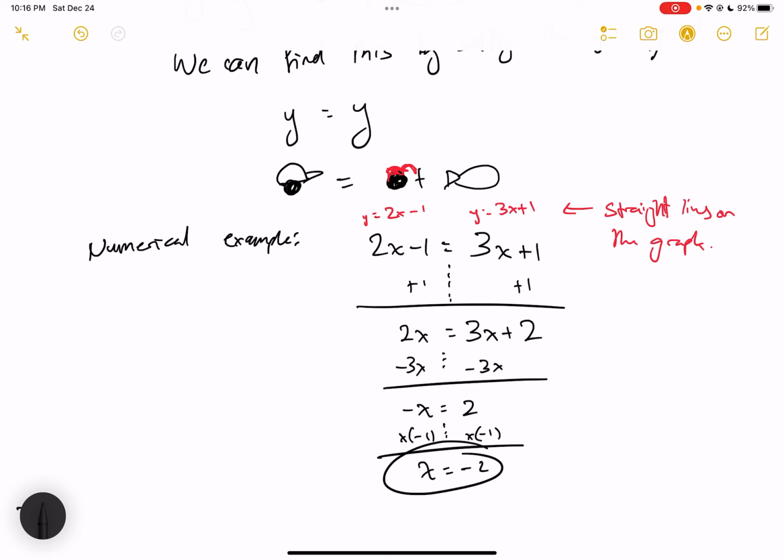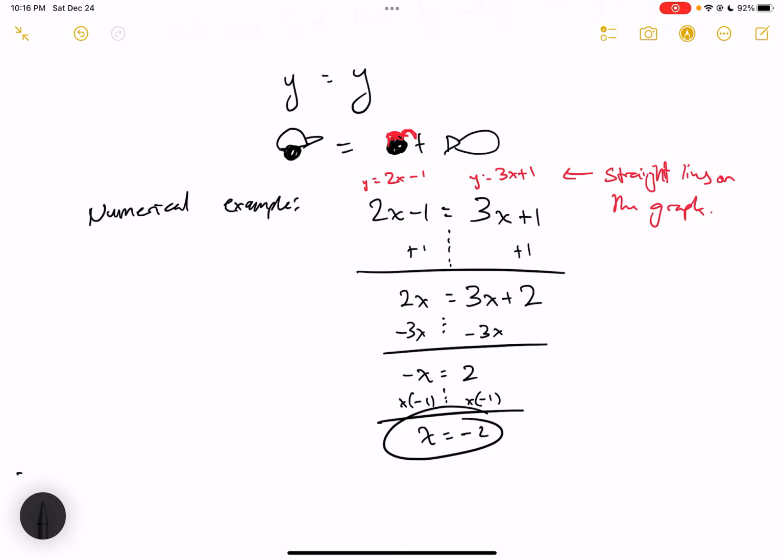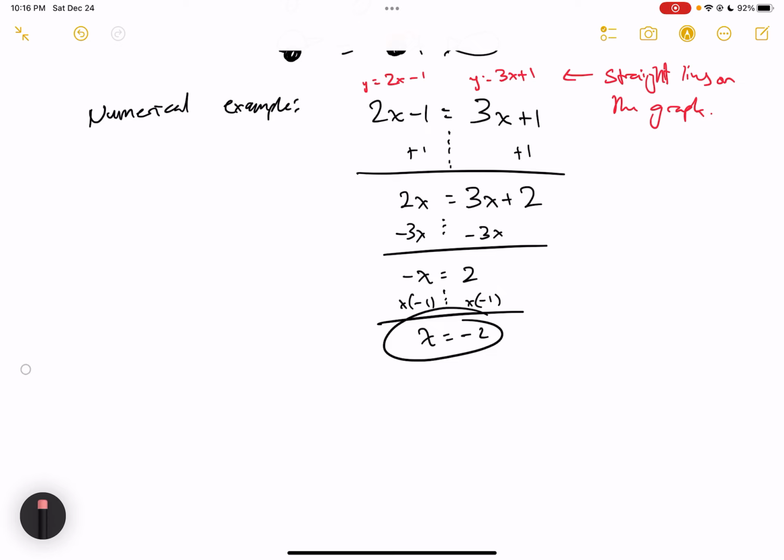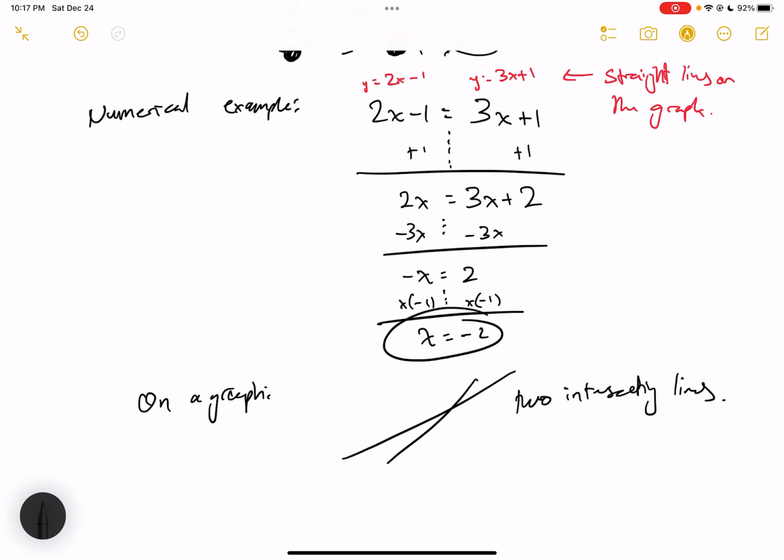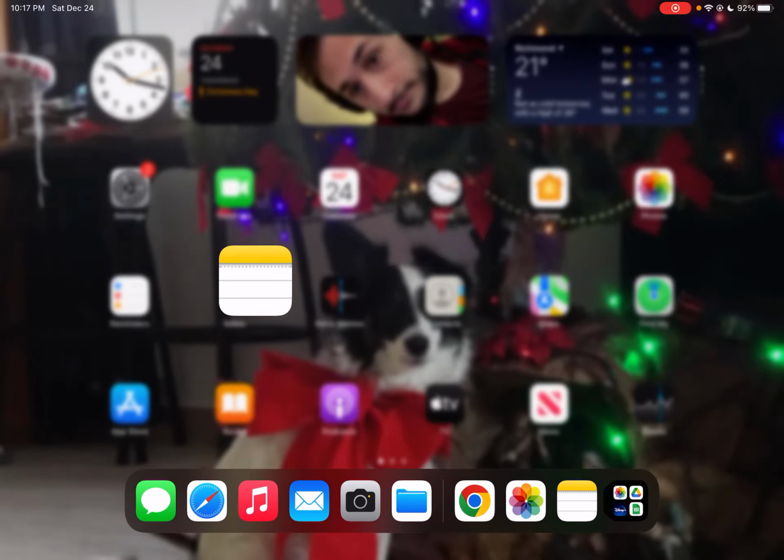So far, I haven't done anything brand new. If there's anything that you feel a little bit lost about, I'll leave a link to the playlist for linear equations and solving linear equations in the description of this video. But so far, we've done this all algebraically. What does this look like on a graph? Well, on a graph, what this amounts to is as follows. It's going to be two intersecting lines. And we can show this in detail too.